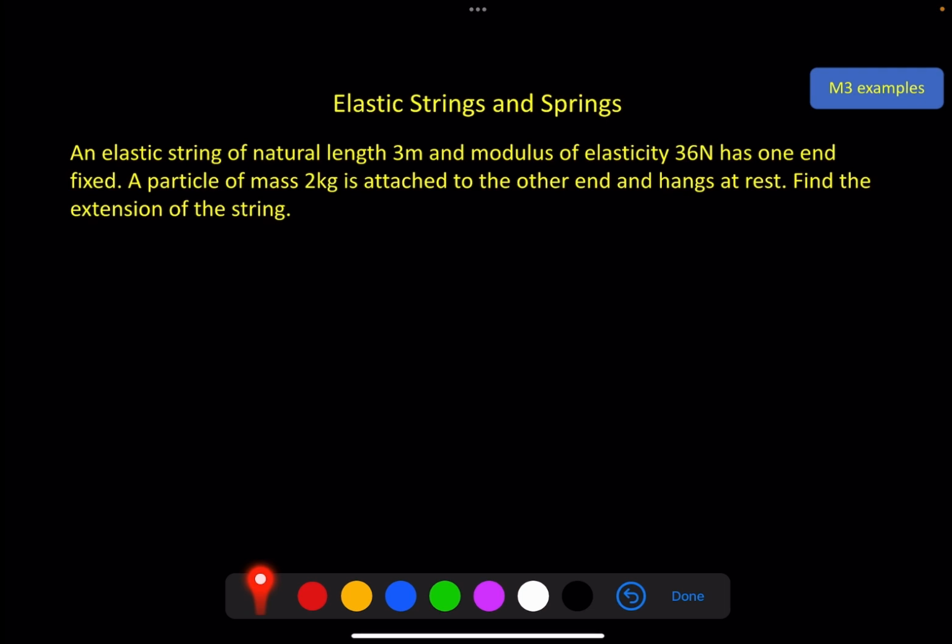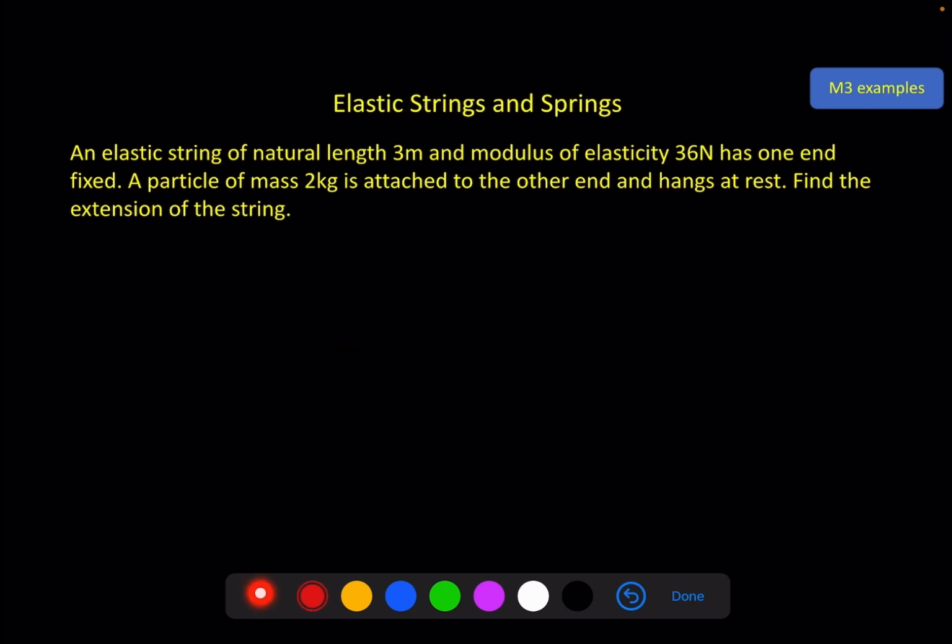So here's our first one. An elastic string of natural length 3 meters and modulus of elasticity 36 newtons has one end fixed. A particle of mass 2 kilograms is attached to the other end and hangs at rest. This phrase here tells us that it is vertical.